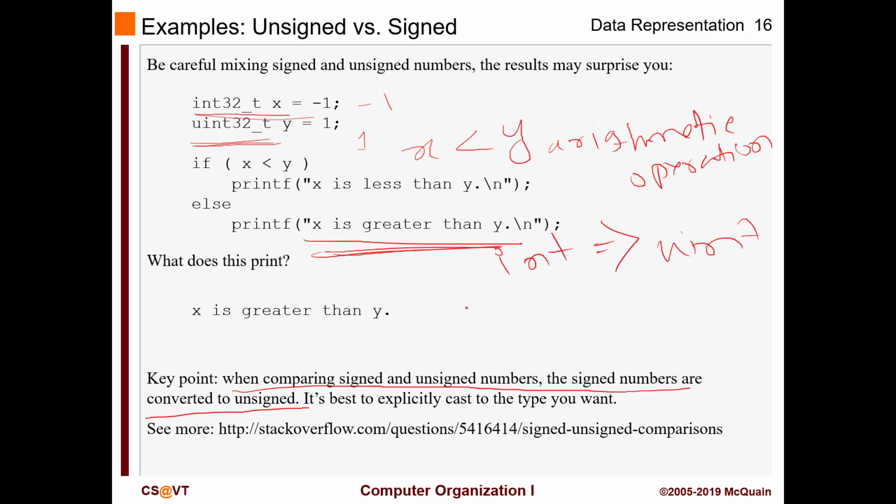So if you want to make sure that such conversion is not happening without you knowing about it, you should do some sort of typecasting. So in this case, if you wrote something like x less than int32_t of y, then this x wouldn't be converted to uint, and in this case this one would be printed. Give it a try.